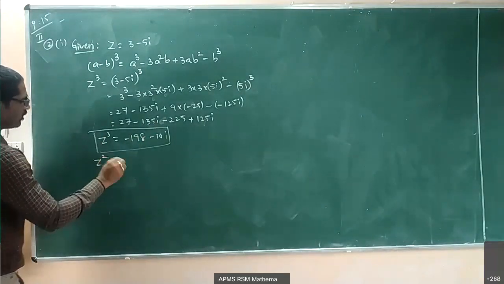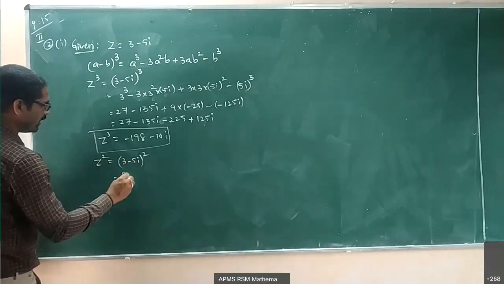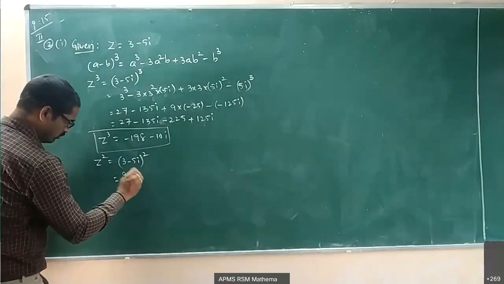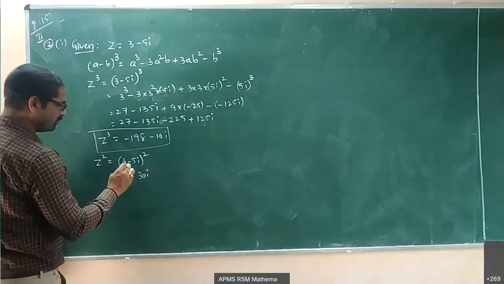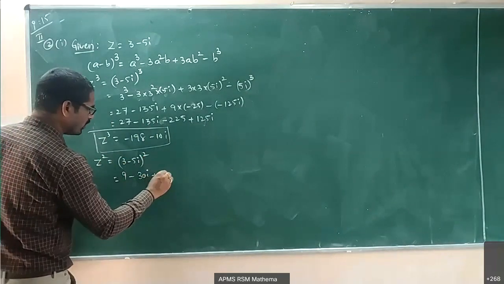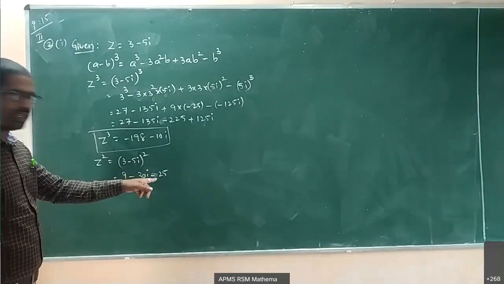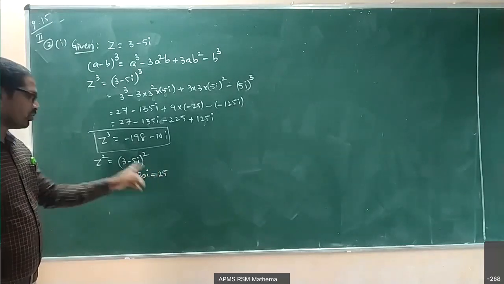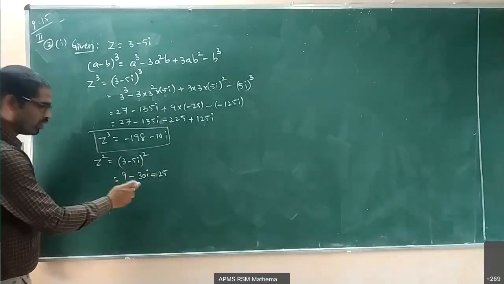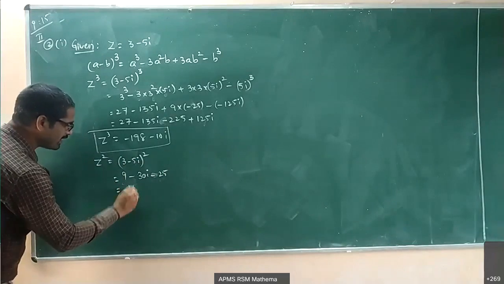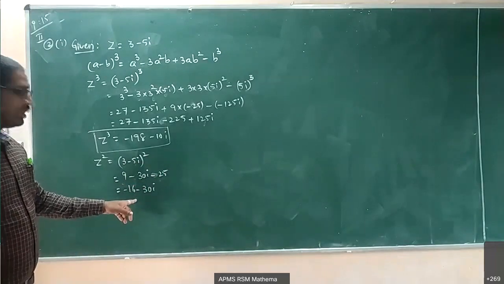Similarly, you should find Z square, which is 3 minus 5i whole square, which is 9 minus 3 5s are 15, 15 2s are 30i, 5i square is plus 25, sorry, minus 25. i square is minus, so actually we get plus b square, but i square is minus. Here we get 25 minus 9, minus 16 minus 30i. I think I'm clear till here.